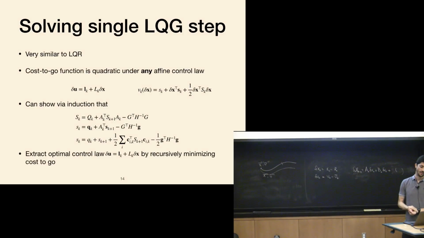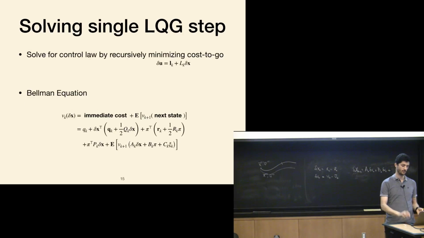Okay, and then basically, how do we find the actual control we want to do? Well, we can basically just minimize the cost to go in the Bellman equation. So let's do that. You want to solve for the control law by recursively minimizing the cost to go. So I can write the cost to go at time step k as the immediate cost plus the expectation of the cost at the next state, right? And this is where we're going to use the fact that we already know that the cost to go at the next state is quadratic. So that's going to let us expand out this V_{k+1} term into something that's closed form here. And it's going to be quadratic.